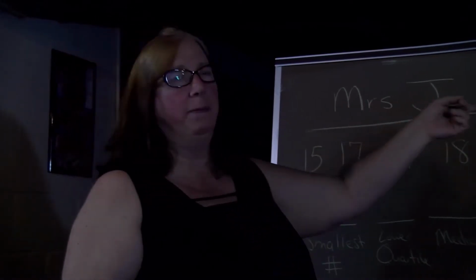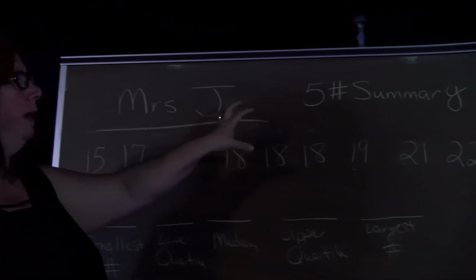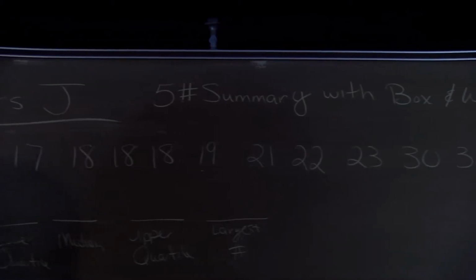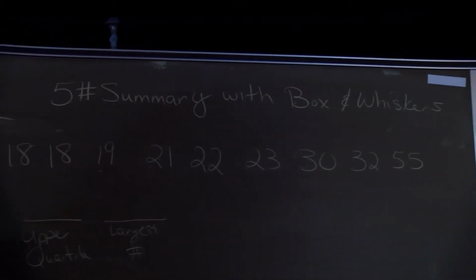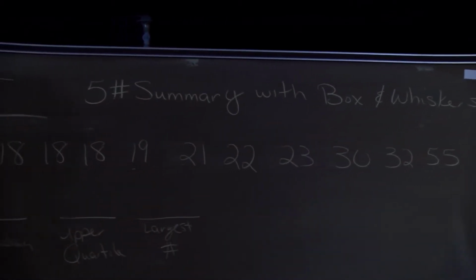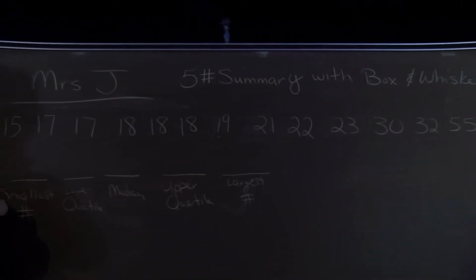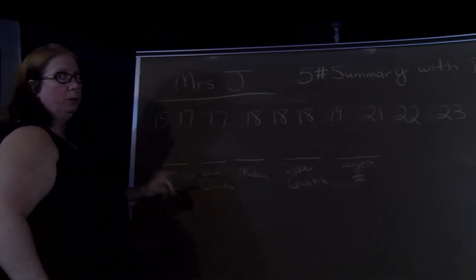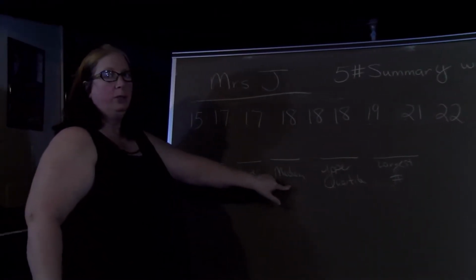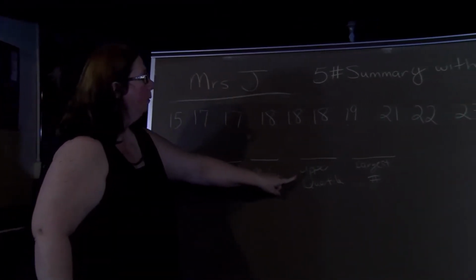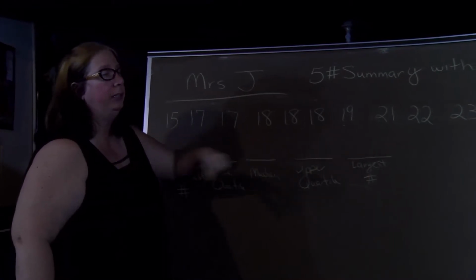Today we're going to talk about the 5-number summary, and you use the 5-number summary to create a box and whiskers plot. A 5-number summary is 5 numbers, that's why it's called 5-number summary. You use your smallest number, what's called a lower quartile, a median, which is your middle number, an upper quartile, and then your largest value.